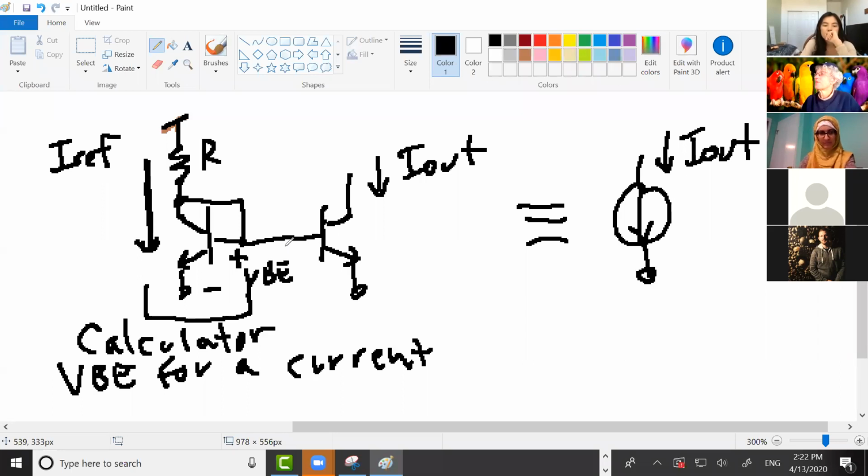So this happens to all transistors in the active region. If you force a current through the transistor, VBE will magically go to the correct VBE for that current. The question is how to force the current that you're targeting, how to force that current through this transistor.